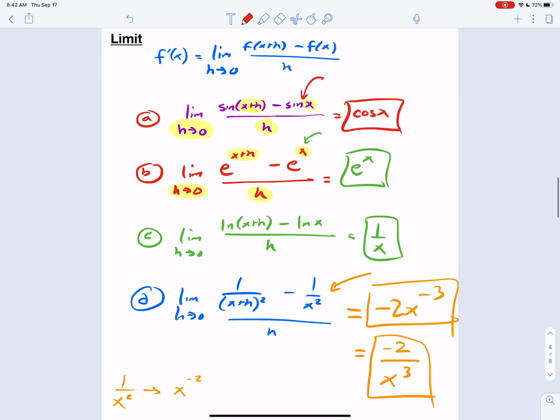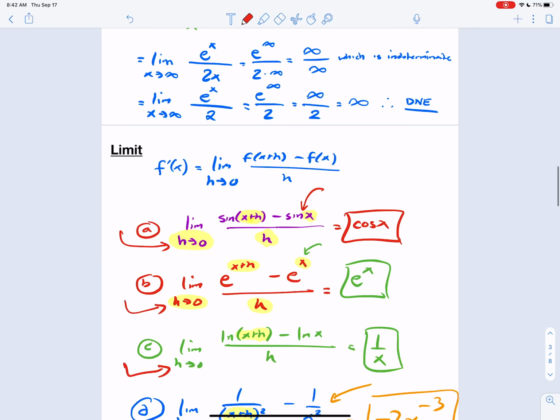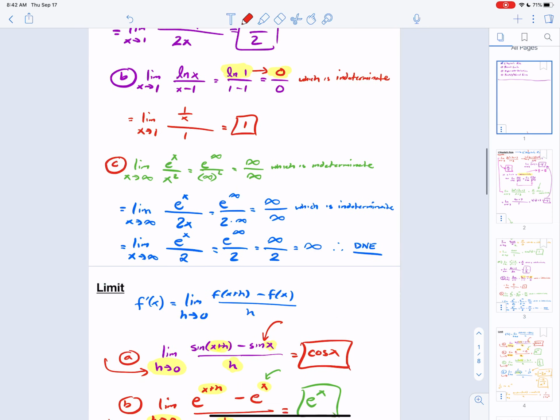So there you go, revisiting limits. Just understand when you have the limit definition of a derivative. A telltale sign is that h is approaching 0, but also when you have some type of x plus h term. So just keep that in mind. It could save you a lot of time there, okay? All right, so we revisited limits.